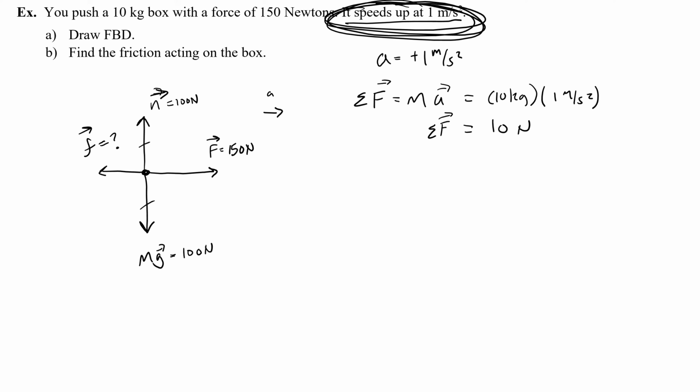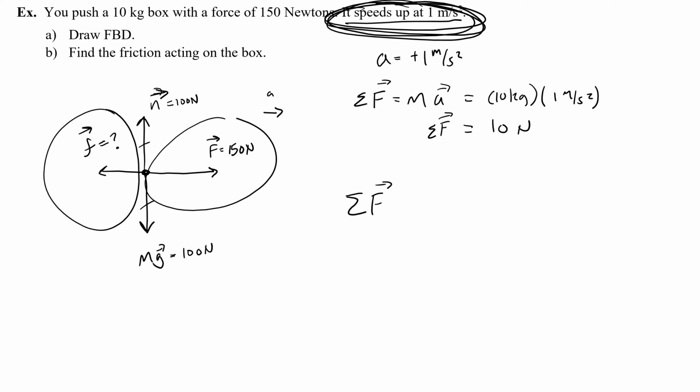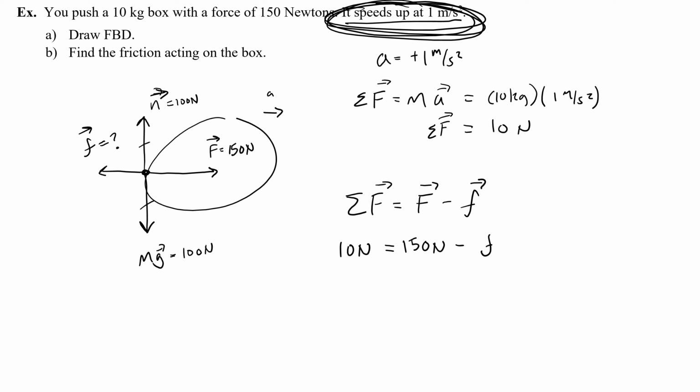Okay, so now to figure out what the force of friction is, I write another equation for net force by looking at the free body diagram. I've got an applied force to the right, so positive F, and then friction to the left, so minus friction. Now, I know that the net force is 10, and the applied force is 150. So now I just have to figure out what friction will need to be so that when I take it away from 150, I'm left with 10. Or we could just solve this equation algebraically. Add friction to both sides.